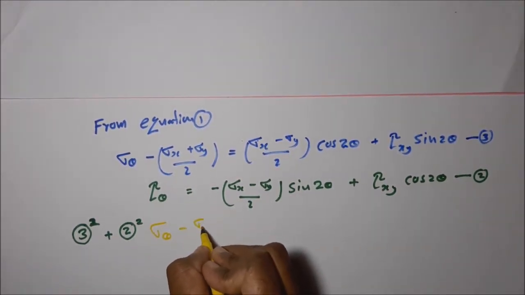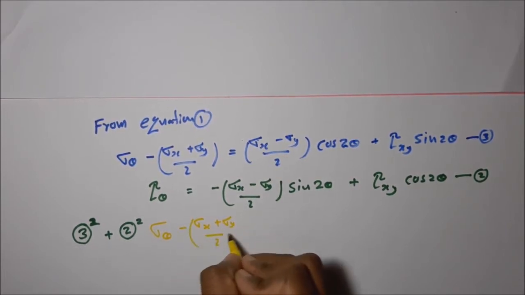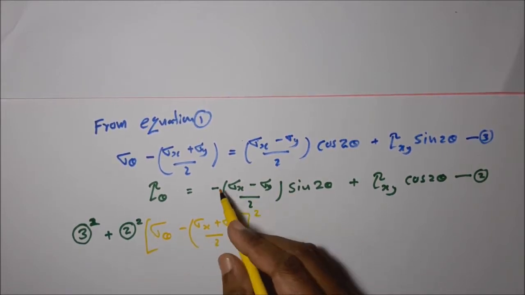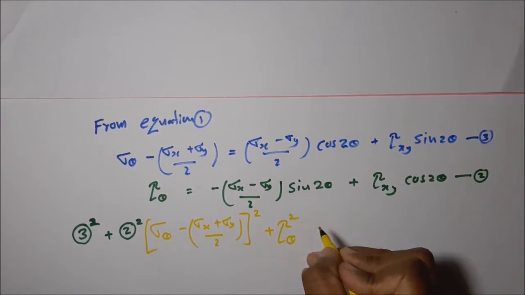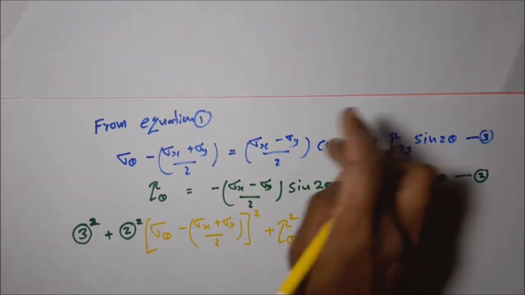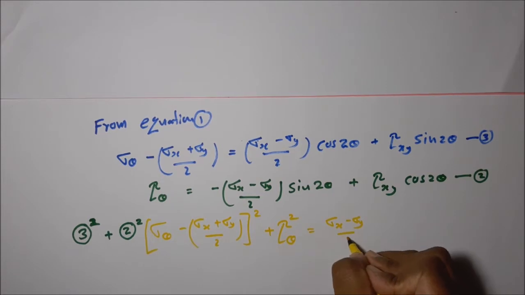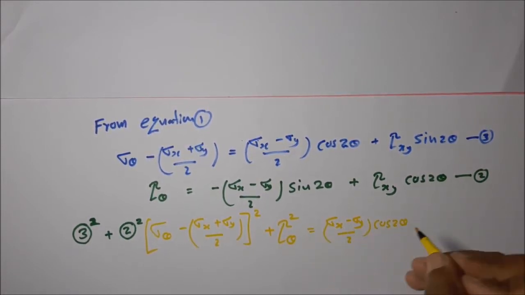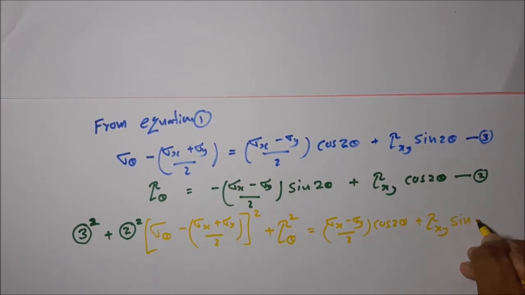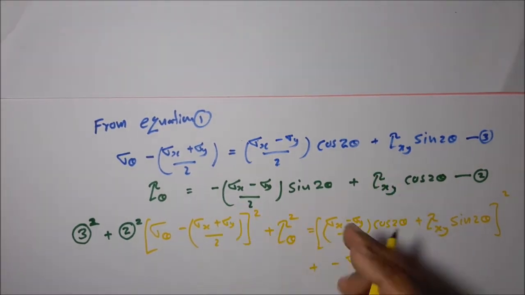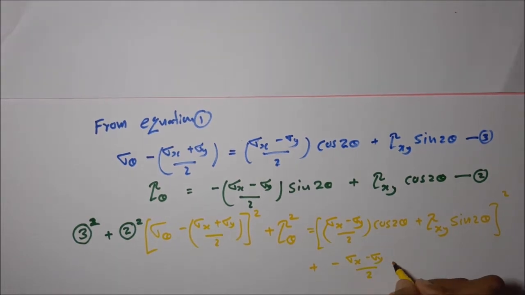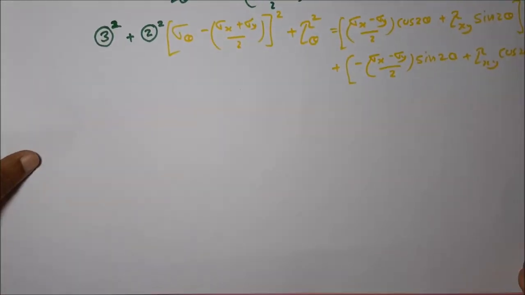Sigma theta minus sigma x plus sigma y divided by 2, all squared, plus tau theta squared is equal to the square of this term, sigma x minus sigma y divided by 2 cos 2 theta plus tau xy sin 2 theta, squared, plus the square of this term, minus sigma x minus sigma y divided by 2 sin 2 theta plus tau xy cos 2 theta, squared. Then we can further simplify this one.